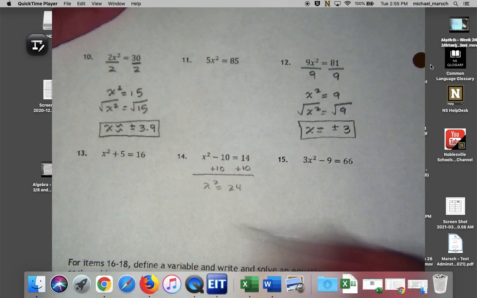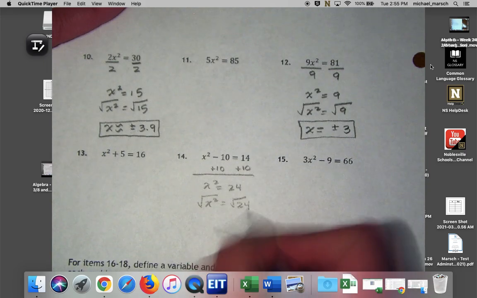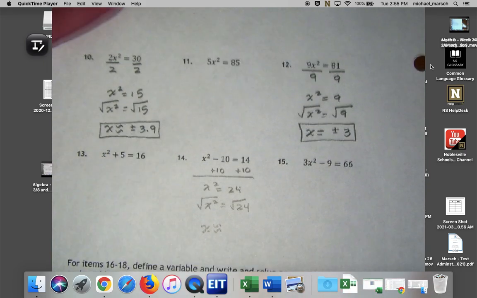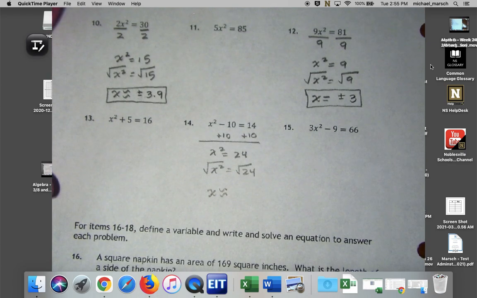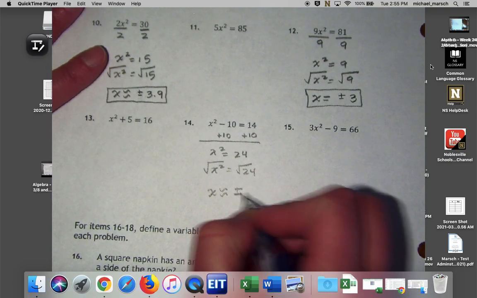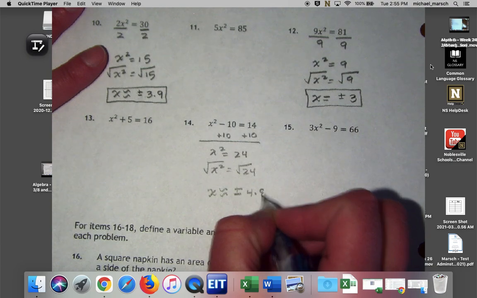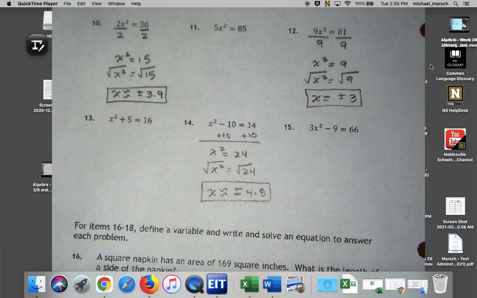X squared equals 24. Square root of x squared equals square root of 24. X is going to be about what? 10. That would be if I was dividing, but I'm not dividing. Danny? 4.8. Positive or negative 4.8. Sorry, guys.